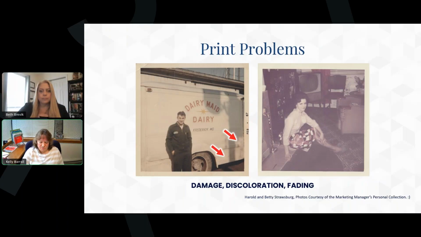Another reason to work from negative would be if the photographic print is damaged. Obviously, any materials can be scratched, bent, torn, or stained. Photographs can become discolored or faded over time if they were produced around the middle of the last century. In these photos, you can see that both have yellowed a bit. The picture on the right is definitely starting to fade.